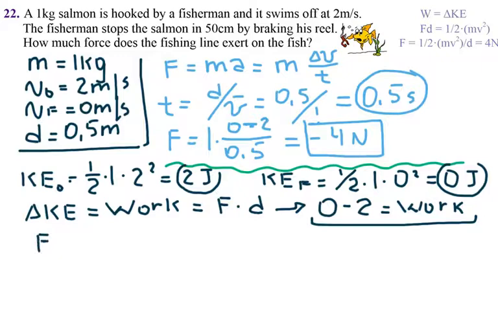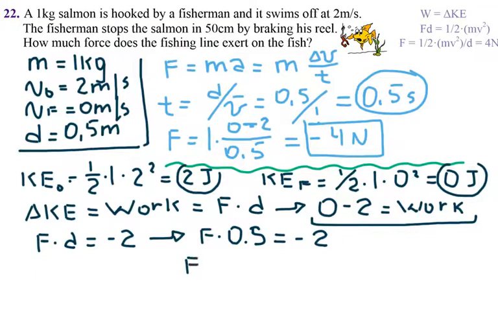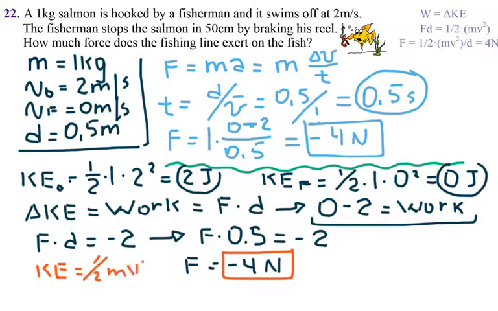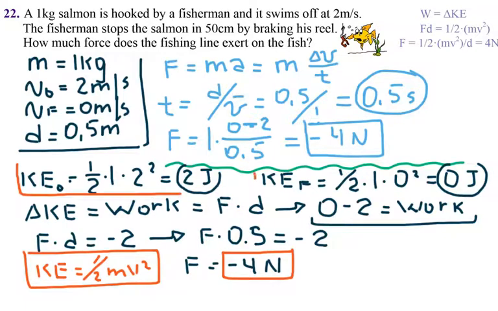But work is equal to force times the distance. So the force times the distance, which is 0.5, is equal to -2. So the force in this case is again -2 divided by 0.5, which is -4 newtons. In this case, I use the formula of the kinetic energy, 1/2 mv squared, to find the final and initial kinetic energy. The change of the kinetic energy is equal to work, and work is equal to force times the distance.